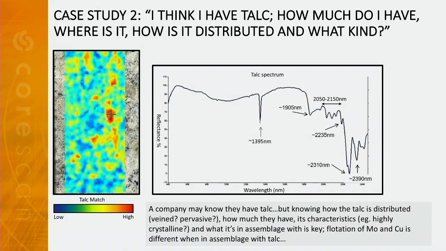Now just a couple of questions of where it worked quite well. Some of you may have seen this plot before. This one was very specific. This was an early stage explorer who came to us and said, I think we have talc. We have a little bit of ASD data. We've got talc, but how much do we have and how is it distributed and can you characterize it at all?